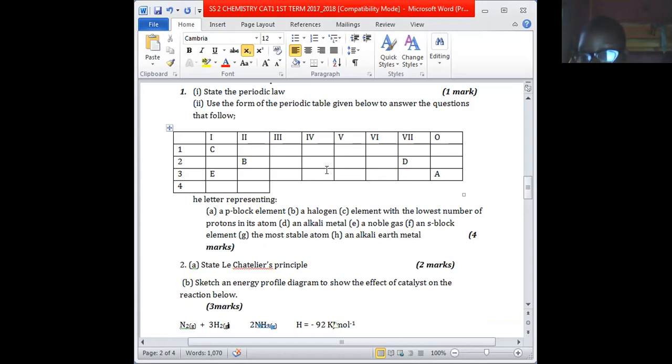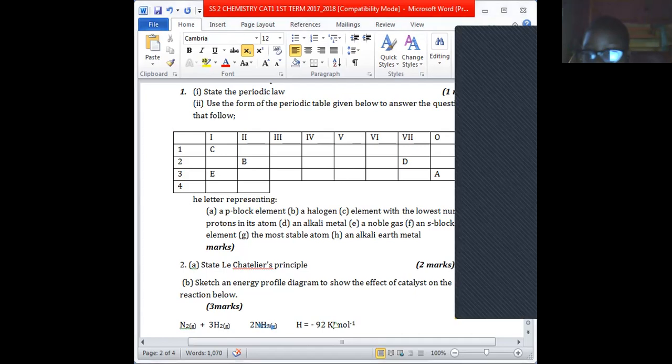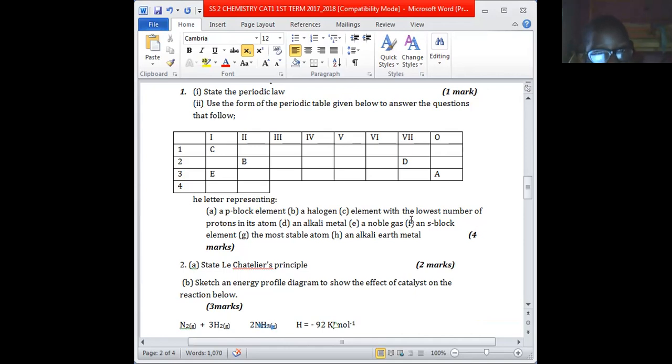Let's see the next one, halogen. Which one is D? Which one is halogen? D, correct. Element with the lowest number of protons in its atom. C, correct. Alkaline metals.